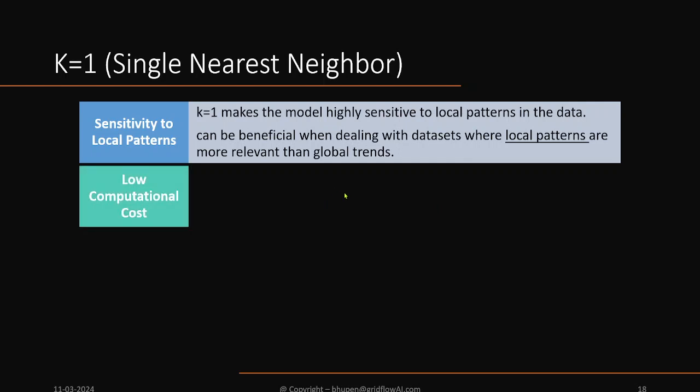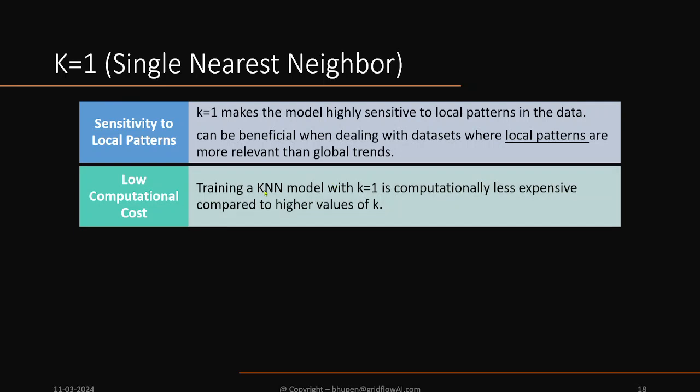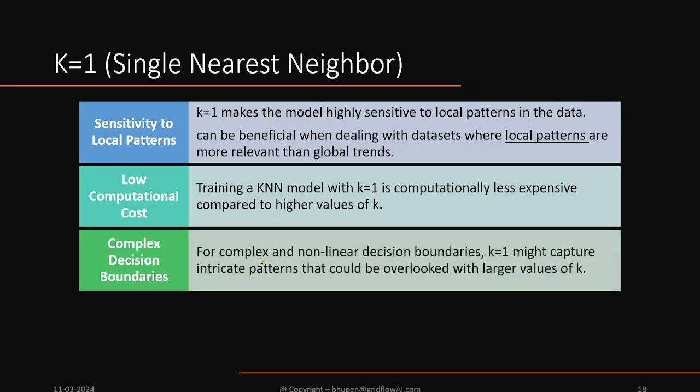Low computational cost when you go for the number of neighbors equals one. Training a KNN model with K equals one is computationally less expensive compared to a higher value of K. Complex decision boundaries: the model really goes to a particular sample, and hence the decision boundaries tend to be more complex. It moves towards the training samples. That means it is able to capture the intricate and slightly overlapping patterns in the data set, which is not possible if you use a larger value of K.